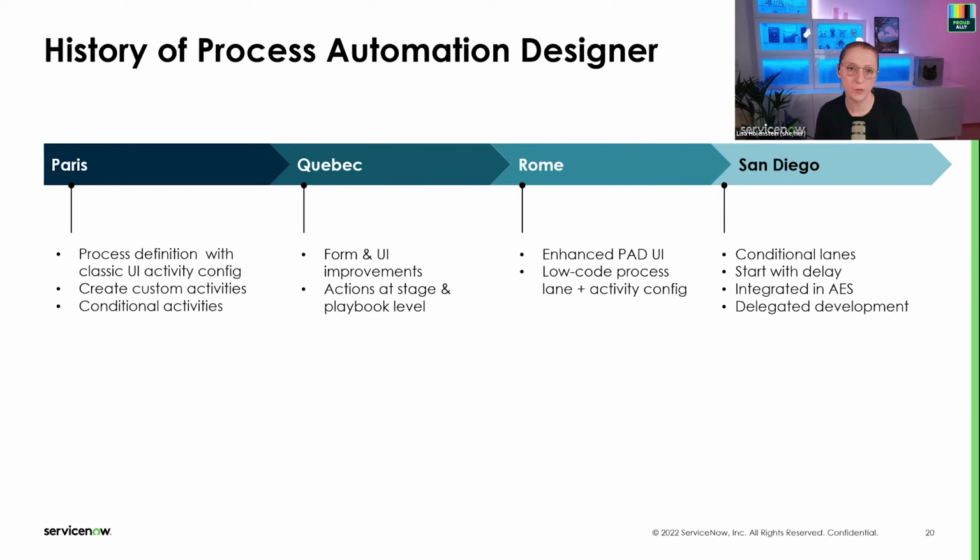And then San Diego brought a bunch of cool additions, that is conditional lanes, starting with delay, and also integrating Process Automation Designer into AES. And with that, one very important security feature, we added delegated development options. So you can decide to give a process owner permission to create processes and edit a process within their own app scope. So this supports delegated development for a specific application scope. And I think that's a very important addition if you want to involve citizen developers.